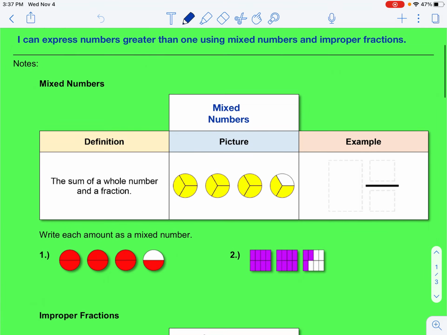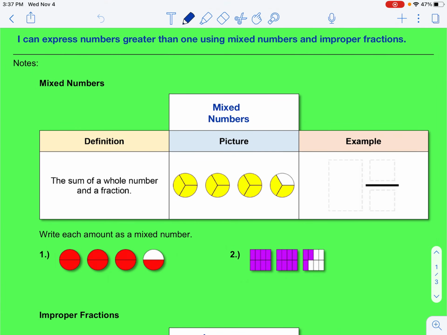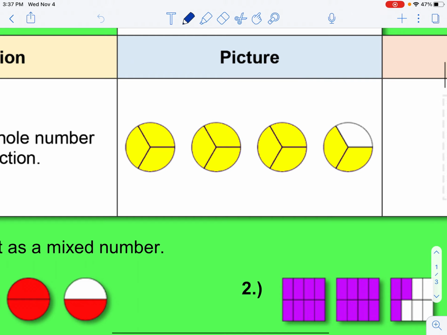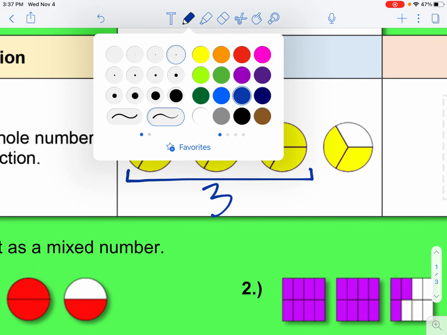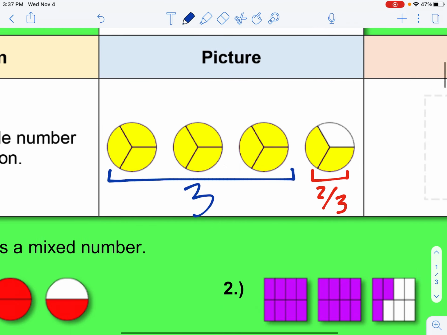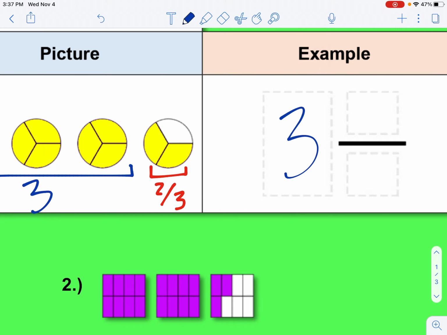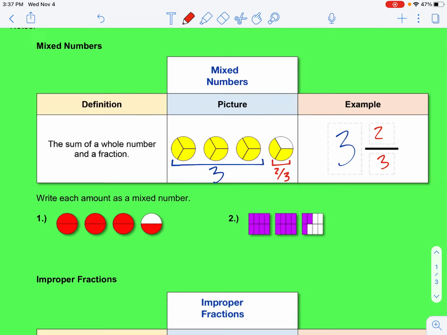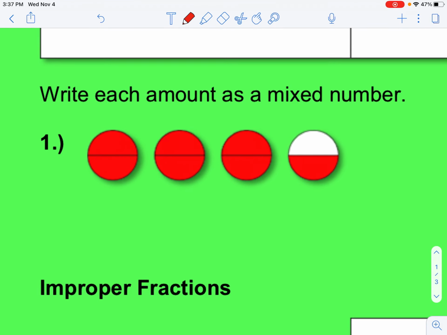So a mixed number is a whole number and a fraction combined. So if I add them together, I get a sum which is greater than 1. So in my picture, if I count my wholes, I've got 3 circles here that are completely filled in, so my whole number would be 3. I have part of a whole left over, so this right here would be a fraction, which is 2/3 because there's 2/3 of that circle filled in. So my mixed number would be 3 and 2/3.